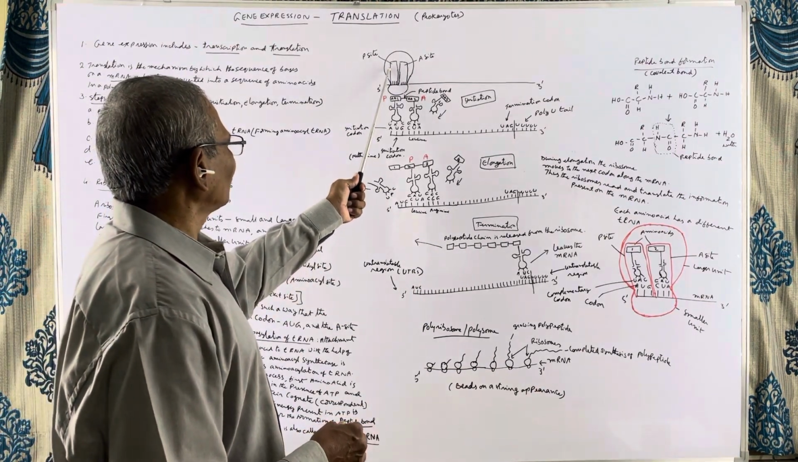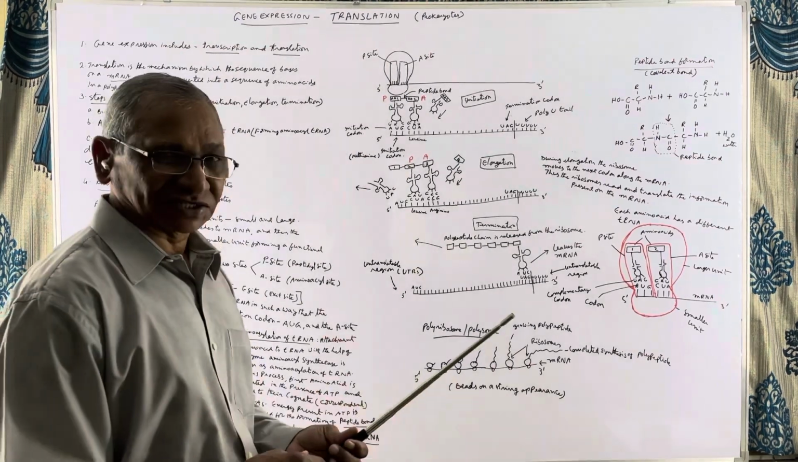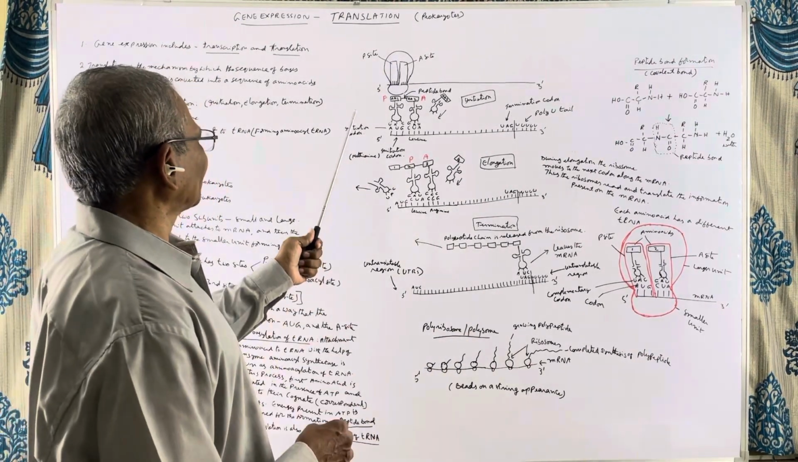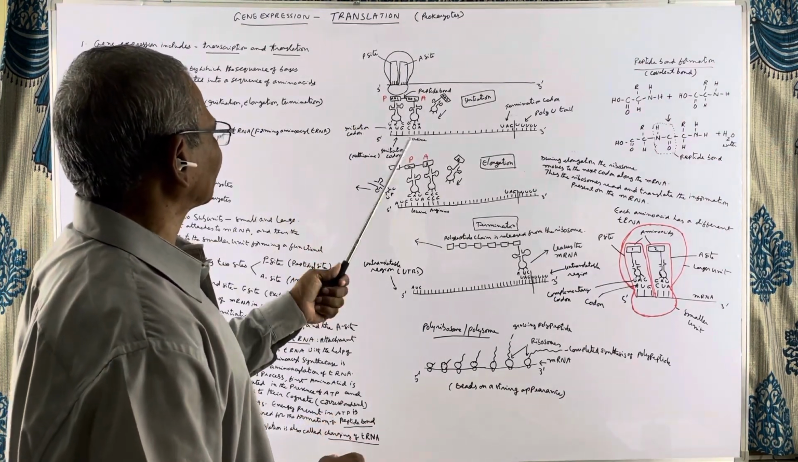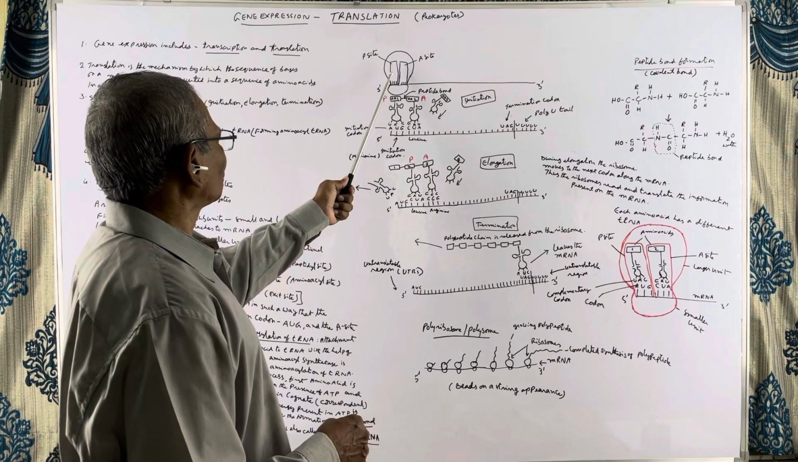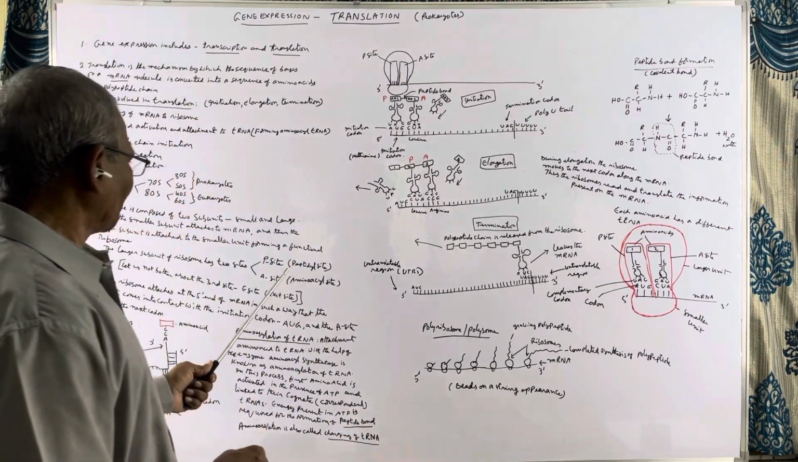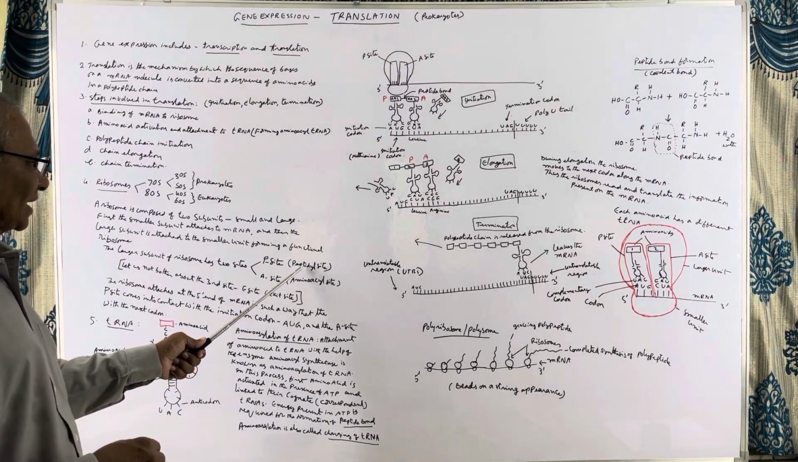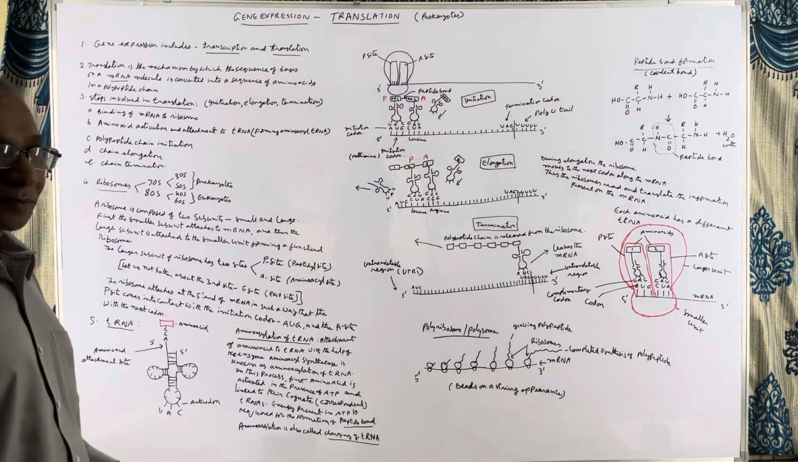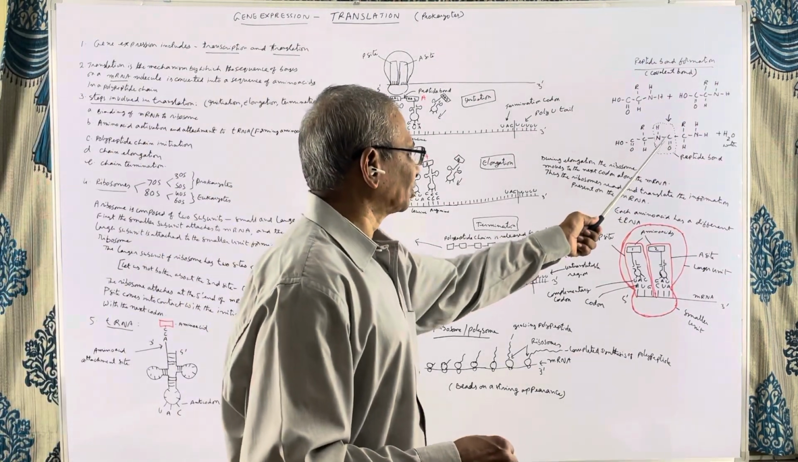Now the larger unit of the ribosome has two sites. Actually there are 3 sites. There is another site known as E site on this side. I am not going to talk about that site because it is not necessary. So the two important sites are P site and A site. P site is also known as the peptidyl site. Here there is one enzyme, peptidyl enzyme, which forms a peptide bond between two amino acids.